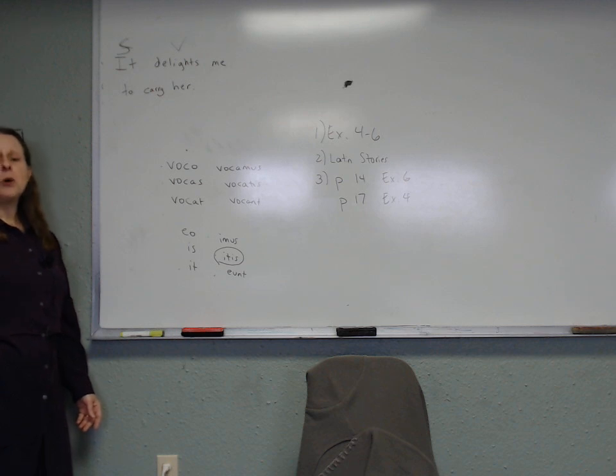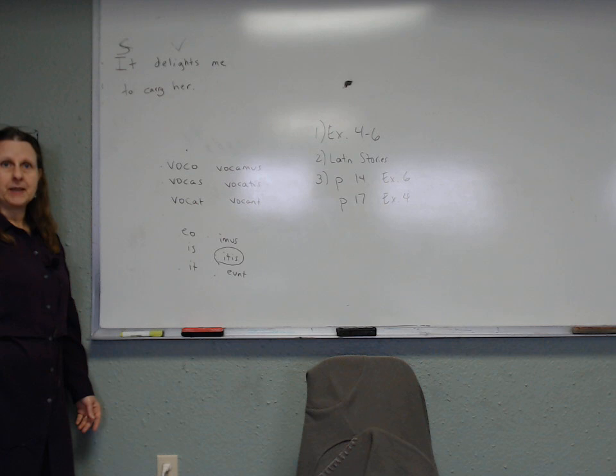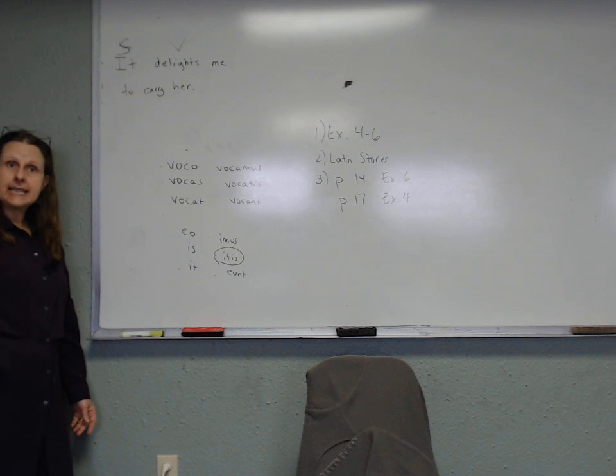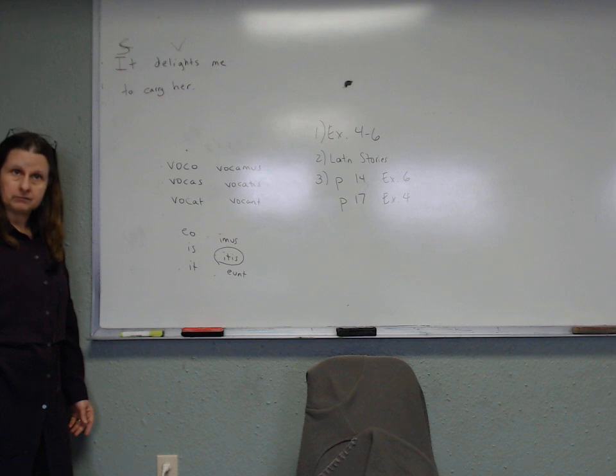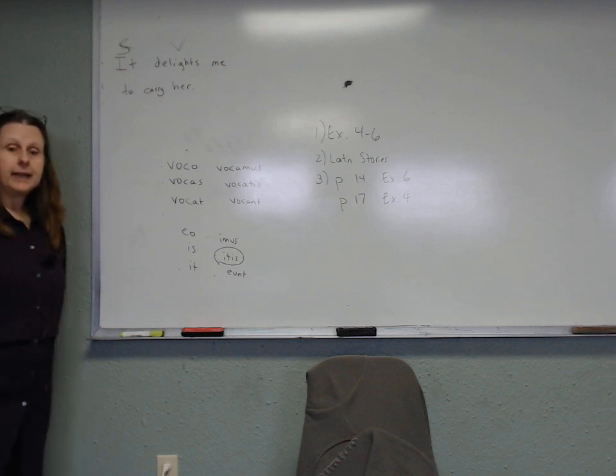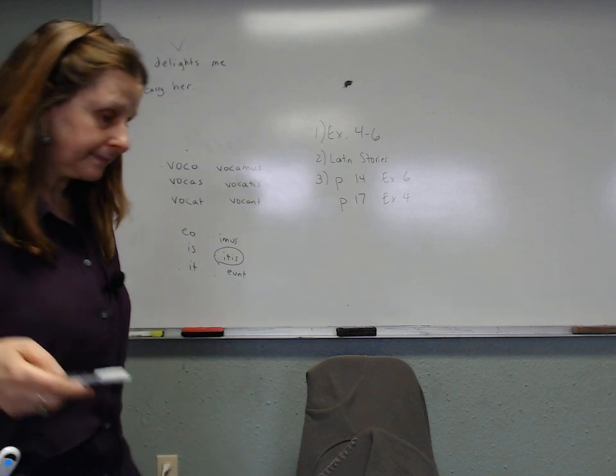Now, I'm sorry, what you guys said was totally true. The thing that's delighting him is to carry. But grammatically, the subject of delight is it. It delights me. And then the it is explained, to carry her. Does that make sense? Now, here's why this was a hard question.